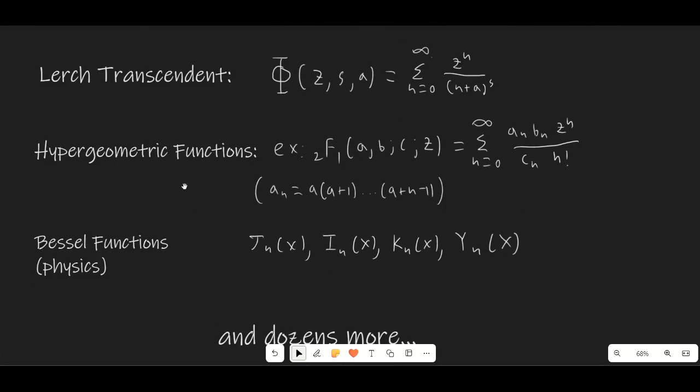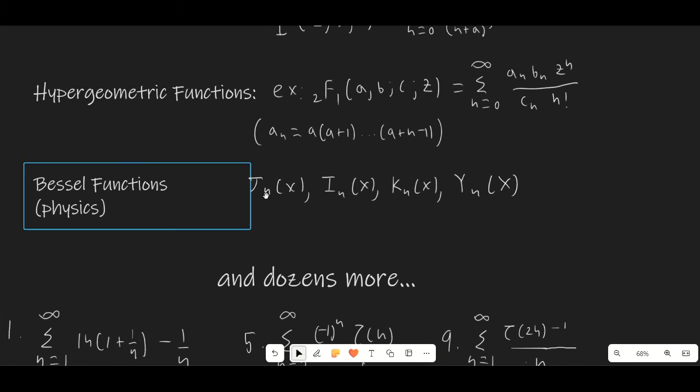And finally, we have the Bessel functions. So these are commonly used in physics, and they are also the solutions to different classes of differential equations. And I don't have the definitions in here because there's just so many different types of them, and they're all different, and they all have different orders and stuff like that. So these are very interesting functions. Sometimes they show up in integrals as well.